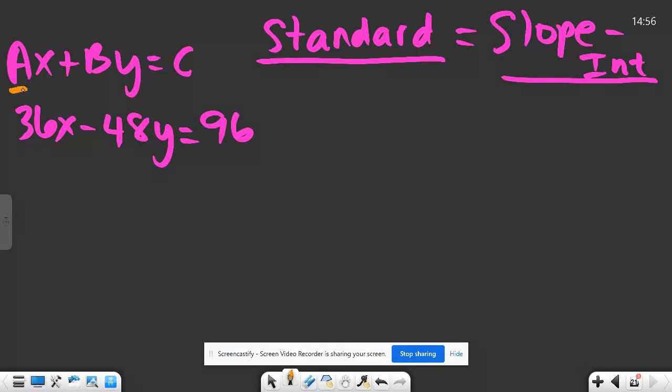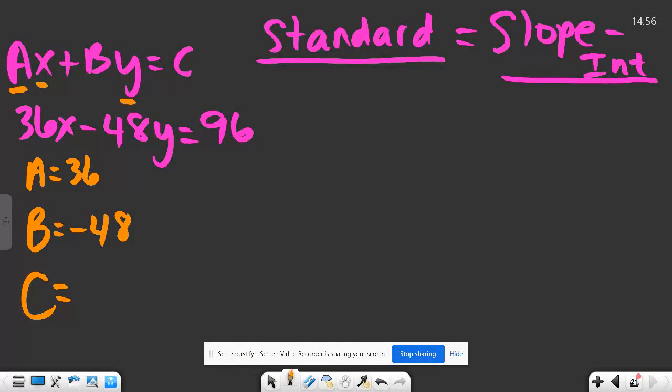Your A is always going to be next to your x. So my A is 36. Your B is always going to be next to your y, and it's negative 48. And your C is always going to be the number at the very end, at the end of the equal sign, which in this case is 96.